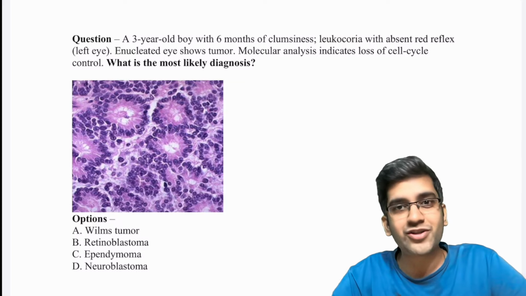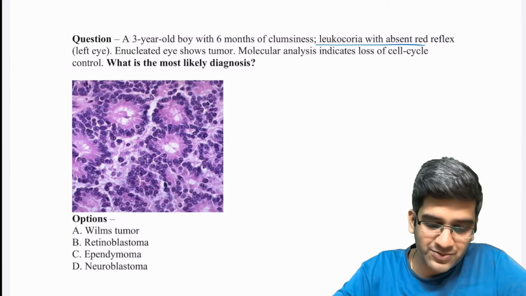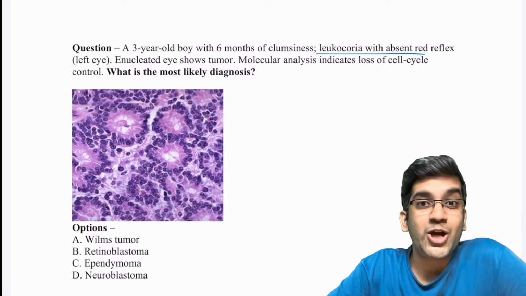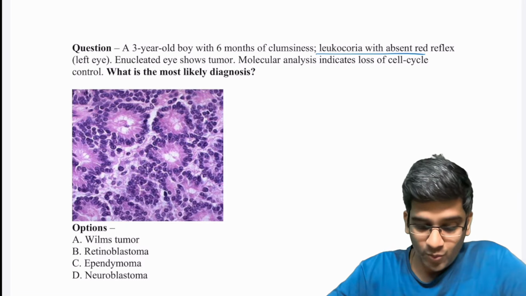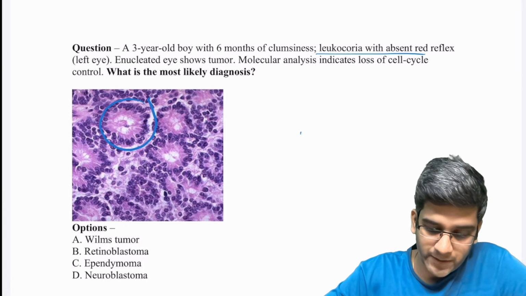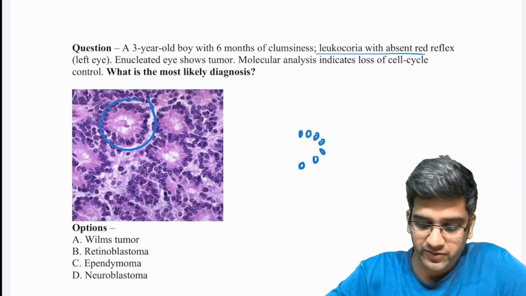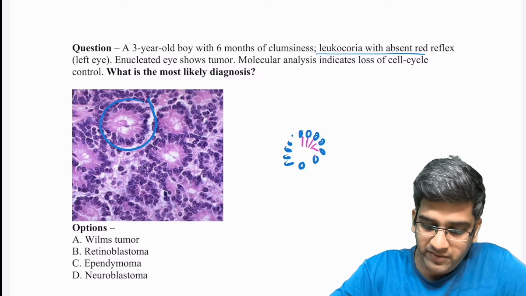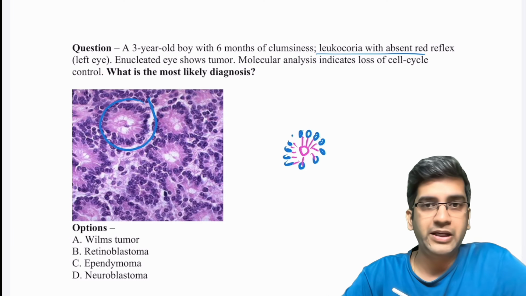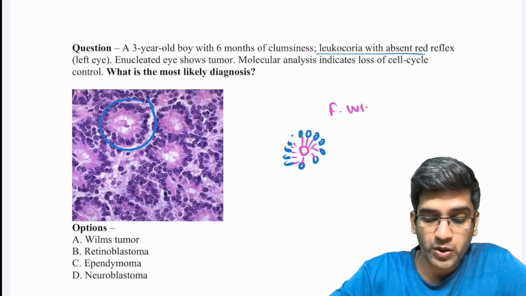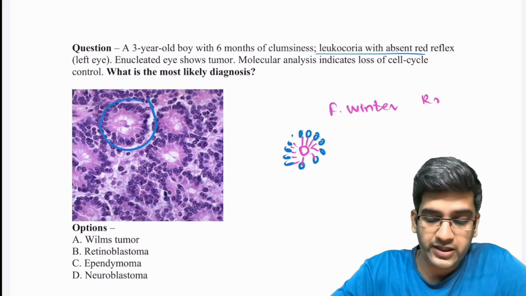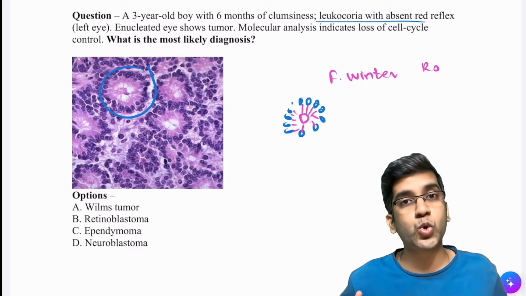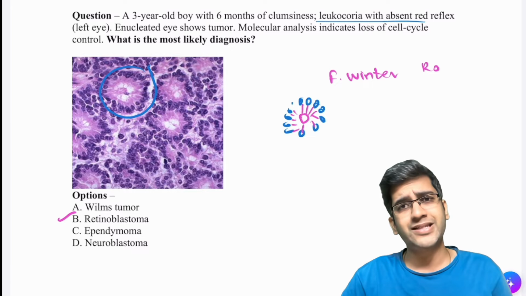Fine. 3-month-old, 6 months of clumsiness, leukocoria, absent red eye reflex, diagnosis. It's already done, right? Retinoblastoma, right? Molecular analysis indicates loss of cell cycle control. What's the finding? And this finding is a rosette. You see cells like this. Fine. You have cells like this, and then you have a pink color cytoplasm coming from the cells, and then in the center you have an empty hole. That's a classical finding for Flexner-Wintersteiner rosettes. Fine, classical finding. The moment you have a central empty space or a lumen, we call it a true rosette. Fine, it's a classical Flexner-Wintersteiner rosette seen in case of a retinoblastoma.